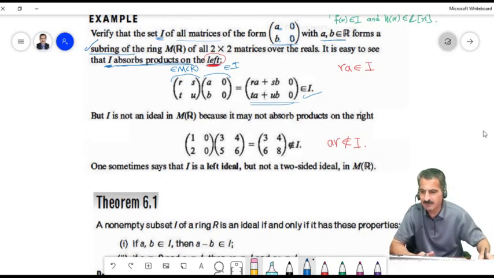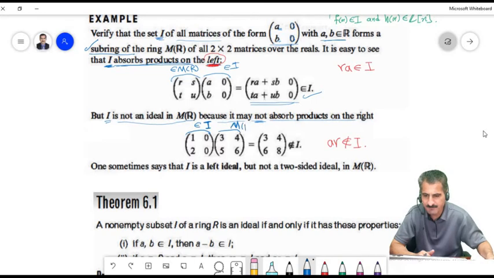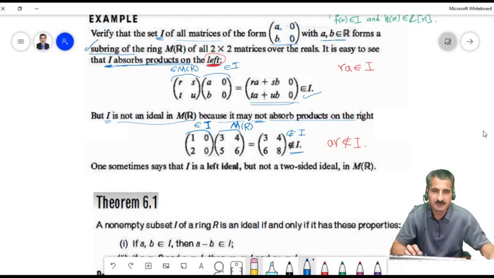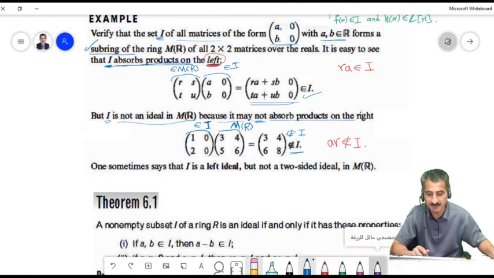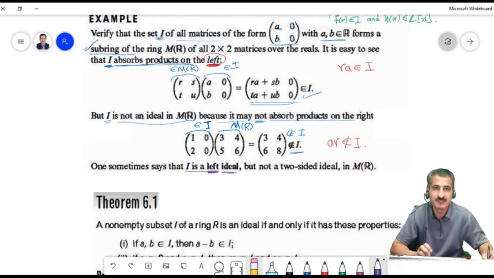How do we know this? But I is not an ideal because it may not absorb products from the right. Okay, so this is an element from I, and this is an element from M of R. But when we multiply, we find it does not belong to I. Okay, so what happened here? I absorbs products from the left, but not from the right. And we may say in such a case, I is a left ideal. In this case, we say I is a left ideal.